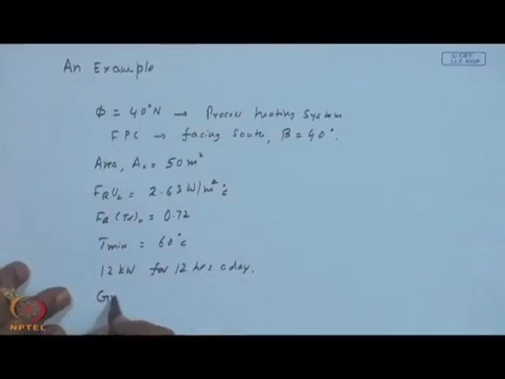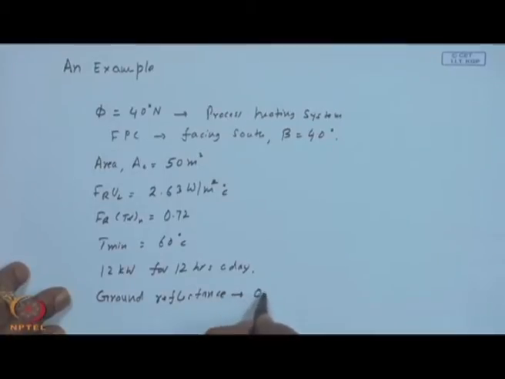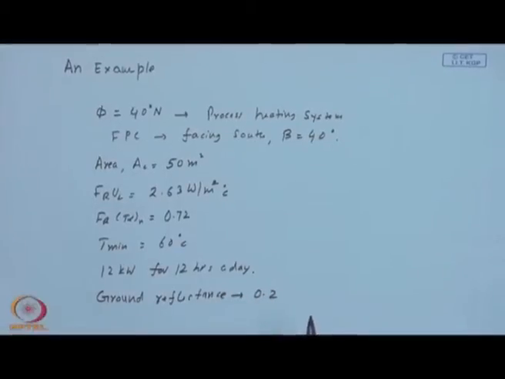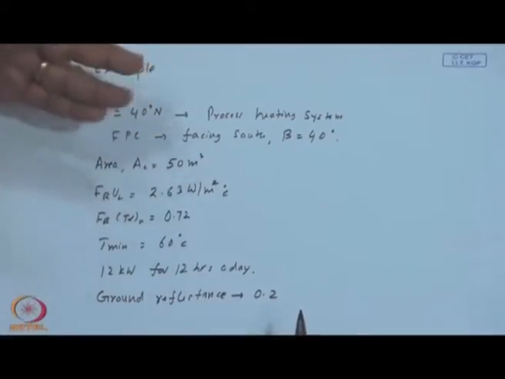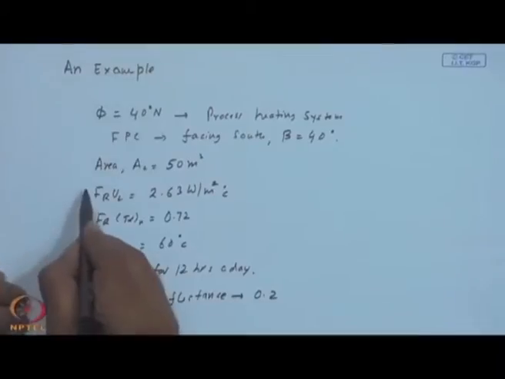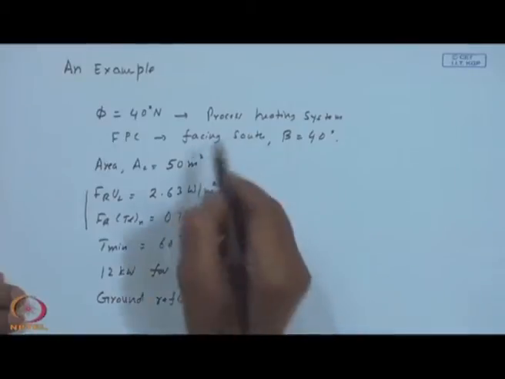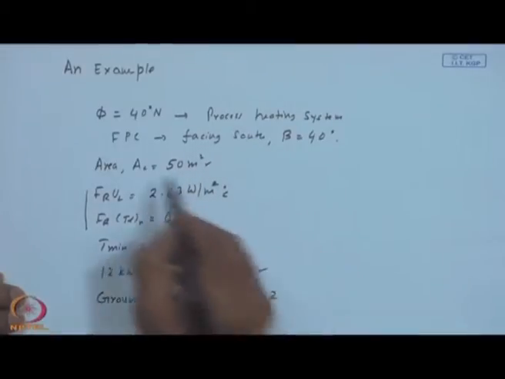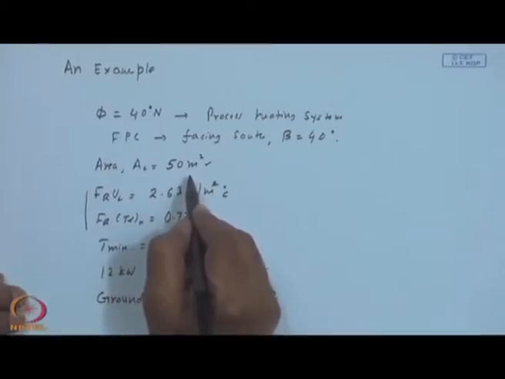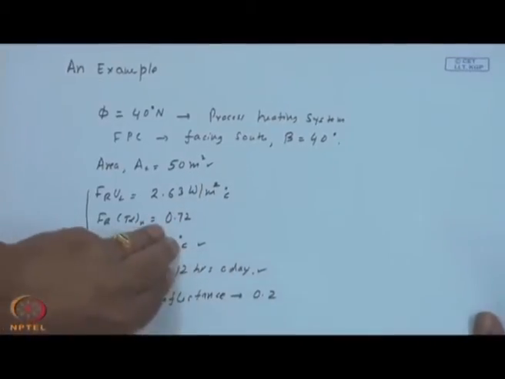Now, for our calculations, you may assume ground reflectance to be 0.2. So, the characteristics you should note are, of course, the location, slope, flat plate collector parameters, and then the minimum temperature and the total load. And of course, this is the area that we have provided. What is the solar load fraction that comes out? We do not know a priori. The idea is to calculate it.